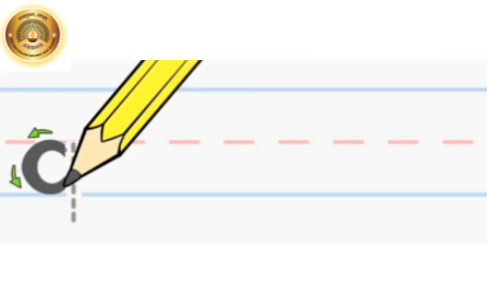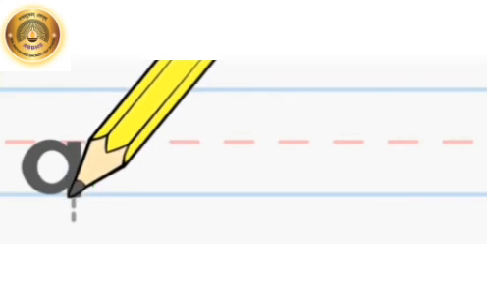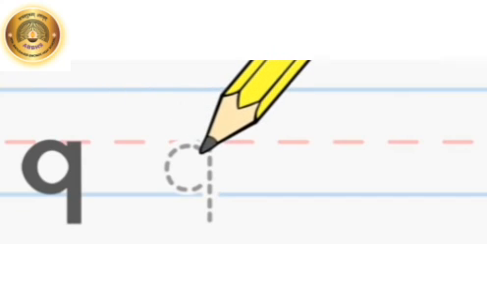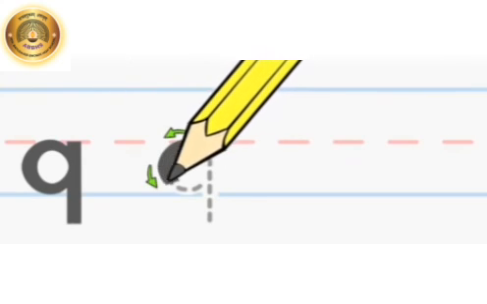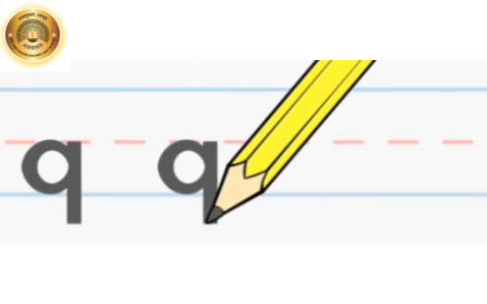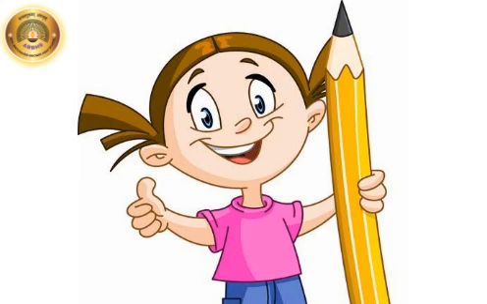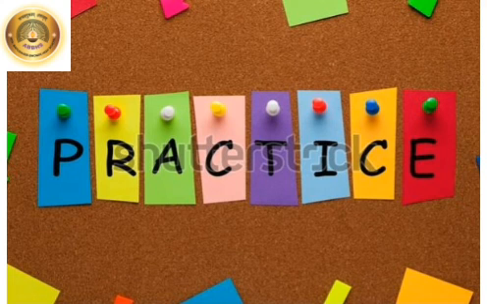First, half curve. Then, standing line. This is small letter Q. Let's see again. Half circle and then standing line. This is small letter Q. So, did you understand how to trace small letter Q? Yes, very good. Now, you practice at home.